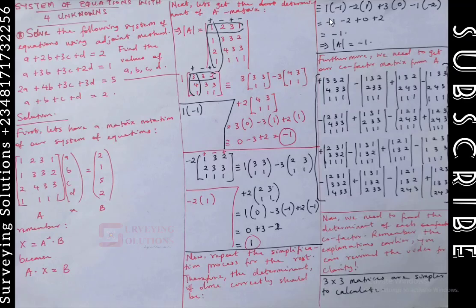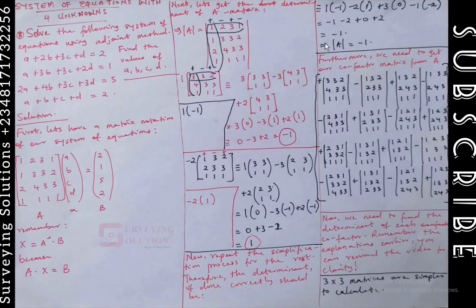So further simplification shows that 1 times minus 1 will give you minus 1. Minus 2 times 1 will give you minus 2. 3 times 0 will give you 0. Then minus 1 times minus 2 will give you 2, right? Good. So you now have minus 1 minus 2 plus 0 plus 2. So that will give you minus 1.